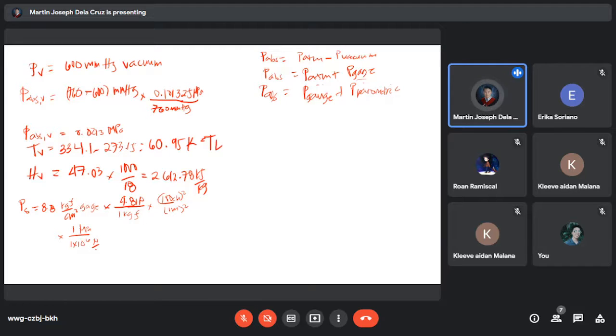So for megapascal, you have 10 raised to 6 Pascal in 1 megapascal. So this is 0.9646 megapascal.